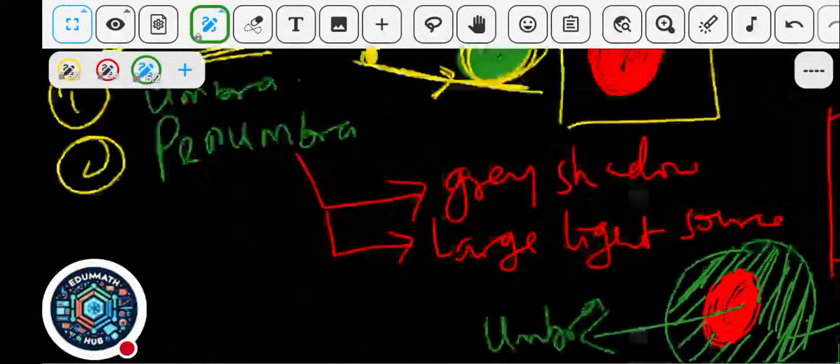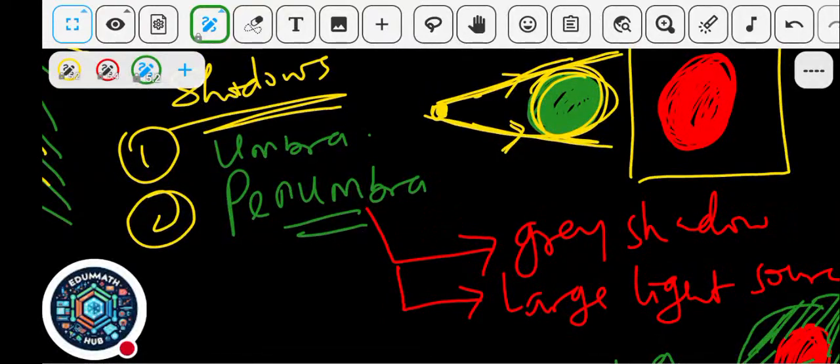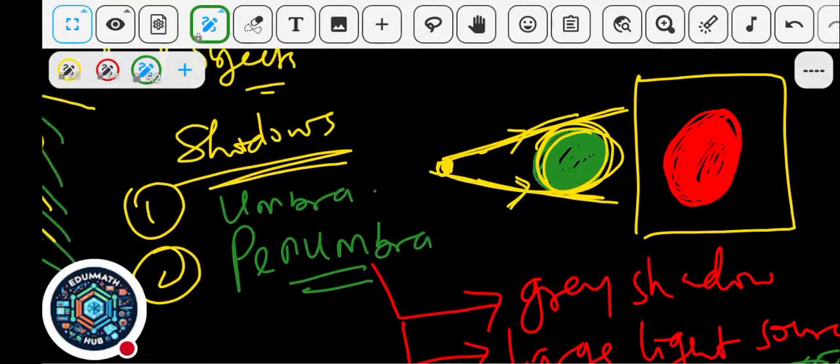So this penumbra is partially dark shadow, gray shadow, not too dark, while umbra is dark shadow. Umbra can be formed by a small light source. Penumbra can be formed by a large light source. So keep that in mind. I hope you understand.